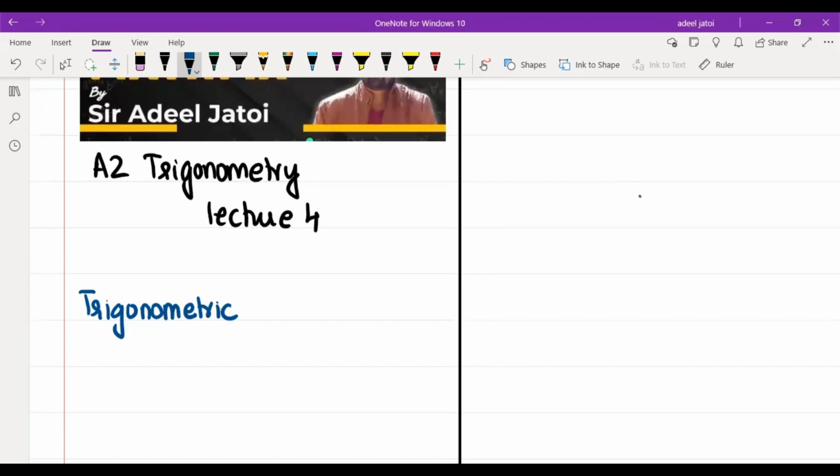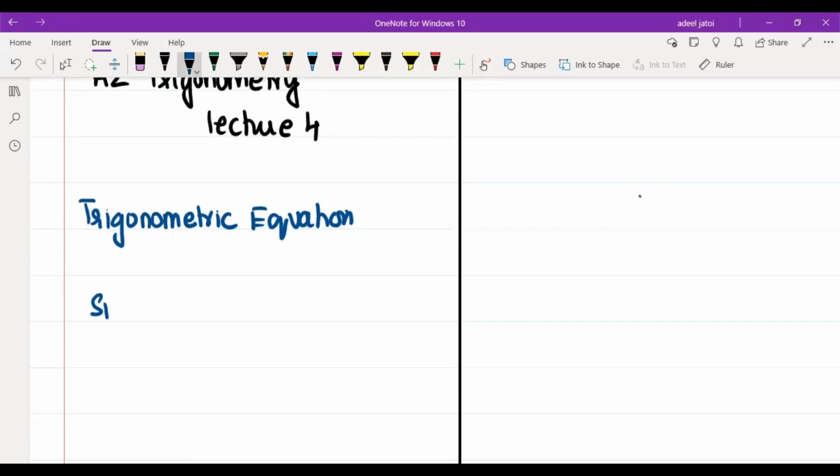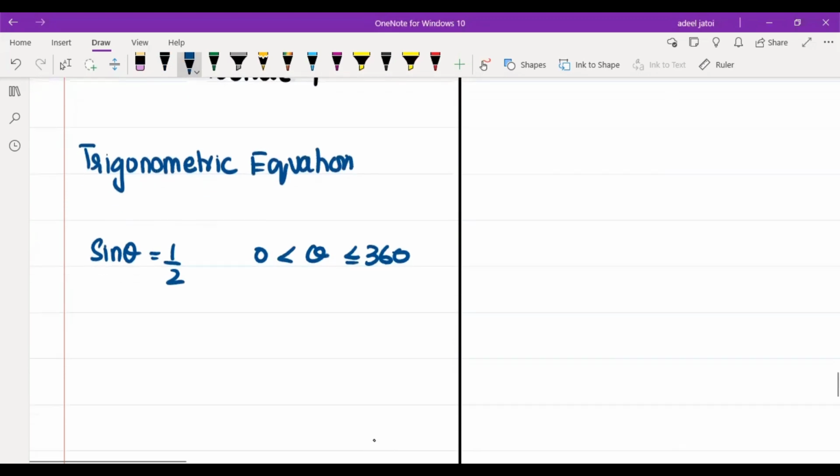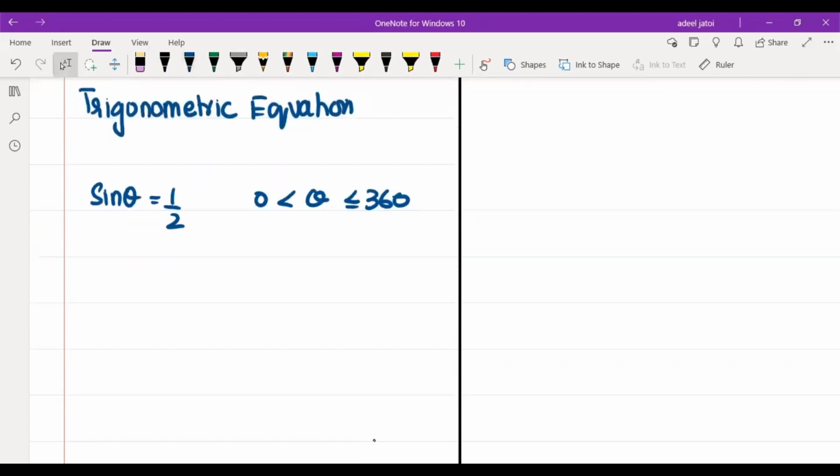Trigonometric equations. Let's say we have sine theta is equal to 1 upon 2. And the domain that we have is theta greater than 0 and less than or equal to 360. So if we look at this question, if we need to find theta, this should be sine inverse 1 upon 2. So this is a positive sign.